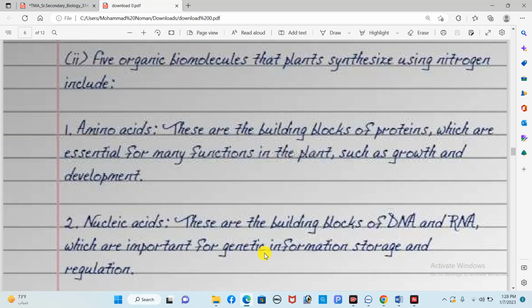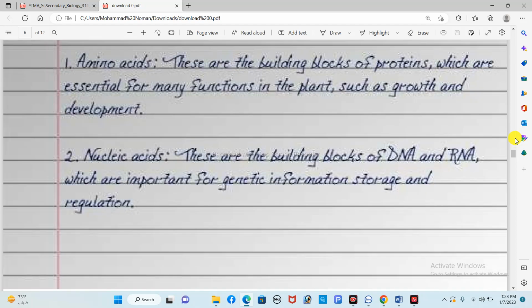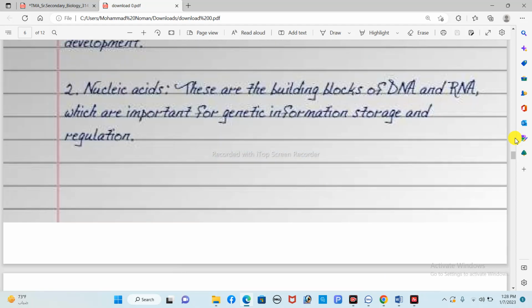Number 2: five organic biomolecules that plants synthesize using nitrogen include amino acids. These are the building blocks of proteins, which are essential for many functions in the plant such as growth and development. Number 2, nucleic acids. These are the building blocks of DNA and RNA, which are important for genetic information storage and regulation.